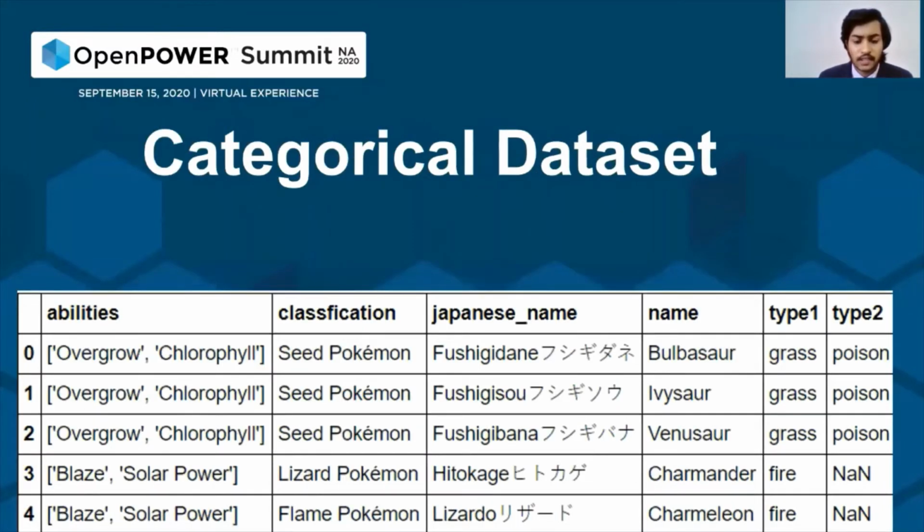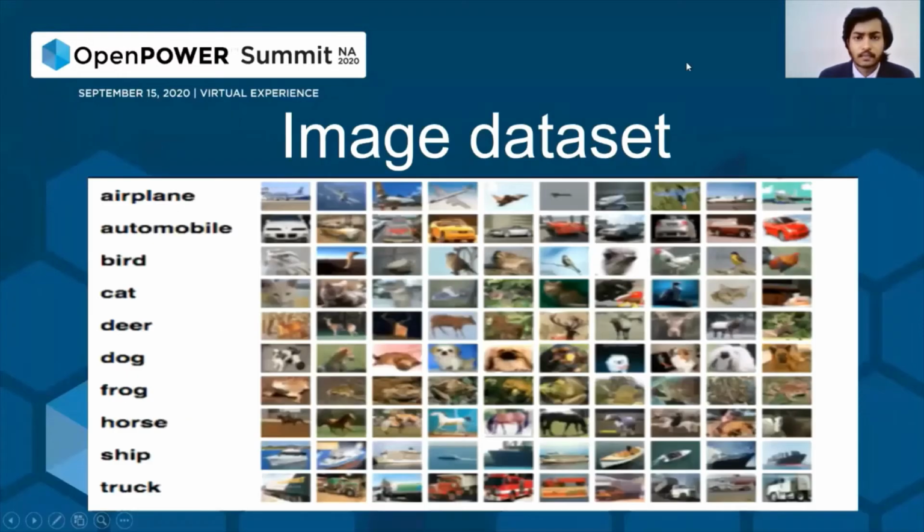Next, the categorical dataset, which was Pokemon categorical. It had a similar objective as that of the numeric dataset, but had 6 categorical features and 800 categorical entries. 30% of the data was used for testing here as well. The image dataset that we chose was the well-known CIFAR-10 dataset, which consisted of 60,000 32 by 32 color images with 10 classes in 6,000 images per class. It includes 50,000 training images and 10,000 testing images.